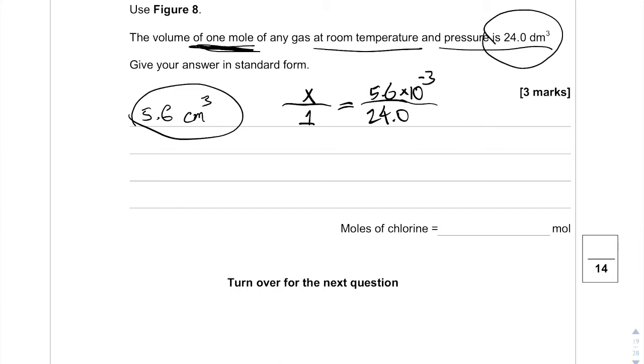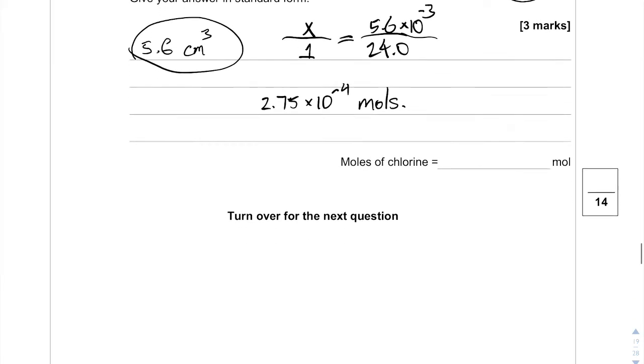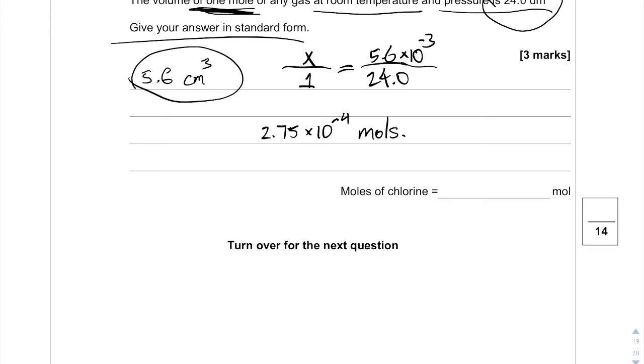And that one should give you something along the lines of 2.75 times 10 to the minus 4 moles. So that's the answer to this part 6. So make sure you give your answer in standard form, so it's in times 10 to the power rather than 0.000275.